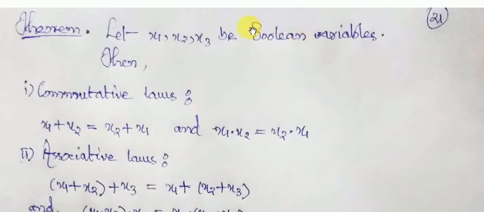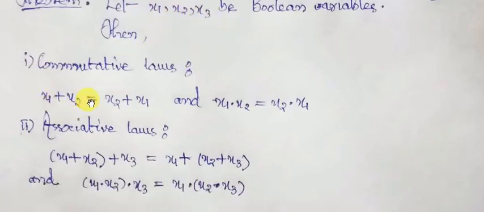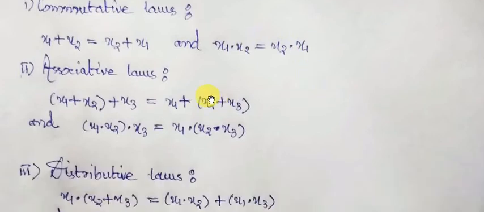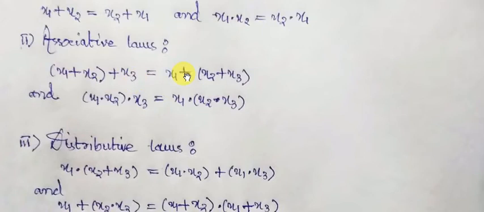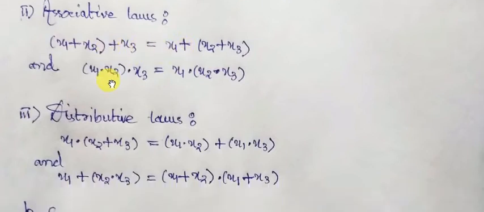In this two element Boolean algebra, for these three Boolean variables x1, x2 and x3, we have learned the commutative law, that is x1 plus x2 equal to x2 plus x1, x1 into x2 equal to x2 into x1. The associative law for addition: x1 plus (x2 plus x3) is equal to (x1 plus x2) plus x3, the change of the parenthesis. Similarly, the associative law for multiplication: x1 into (x2 into x3) is equal to (x1 into x2) into x3.